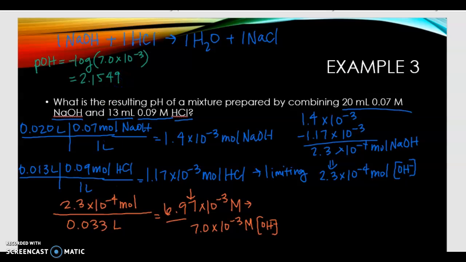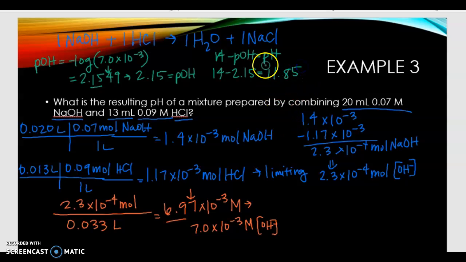If we have 2 sig figs in our log number, we are going to use 2 decimals in our pH. So it's really going to be 2.15 for our pOH. And remember that 14 minus our pOH will give us our pH. So we are going to do 14 minus 2.15 to get 11.85 as our pH.